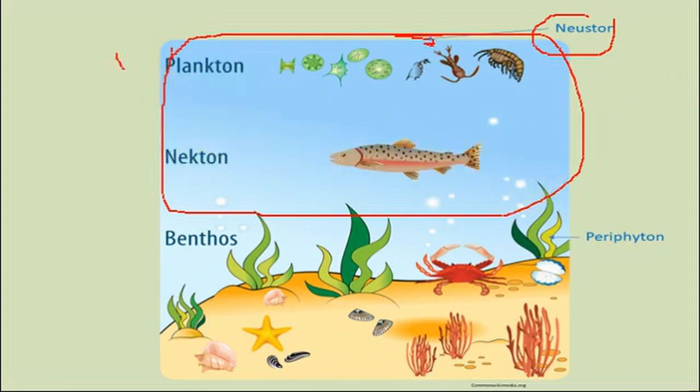Then you can find benthos, which are the organisms, plants or animals, on the surface or floor of the aquatic body. And periphyton you can find on the submerged surface of the aquatic plant or any substance which is underwater. So these are different positions of these organisms you find in the aquatic ecosystem.